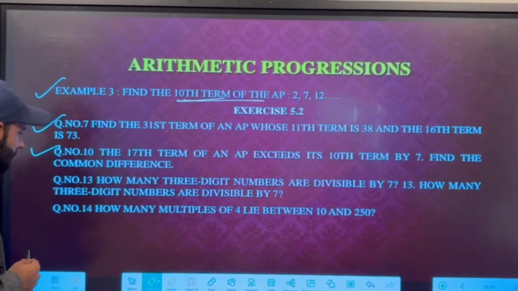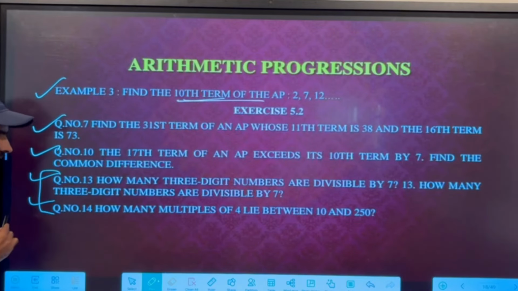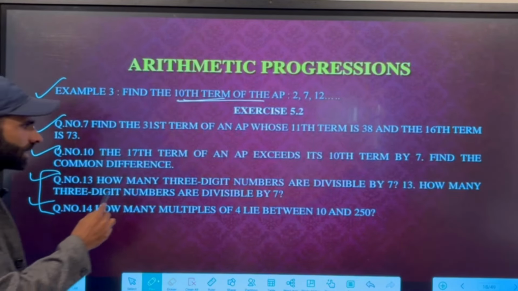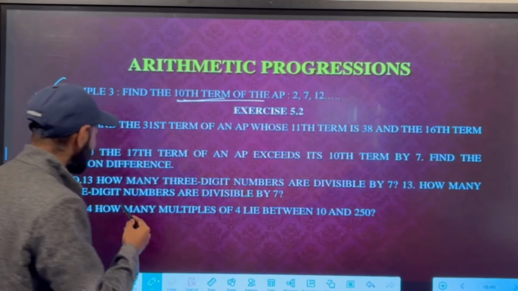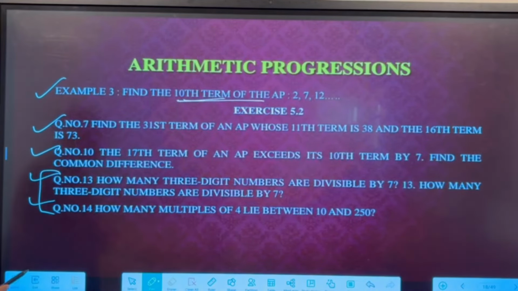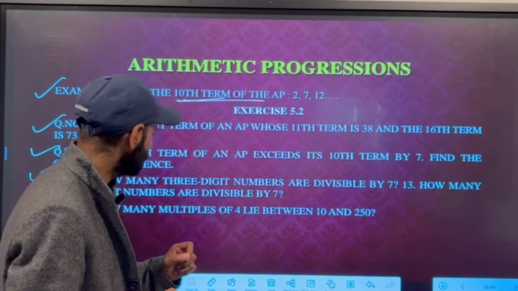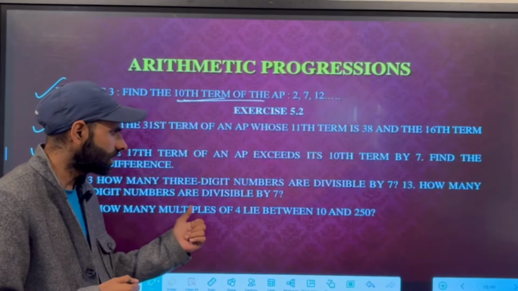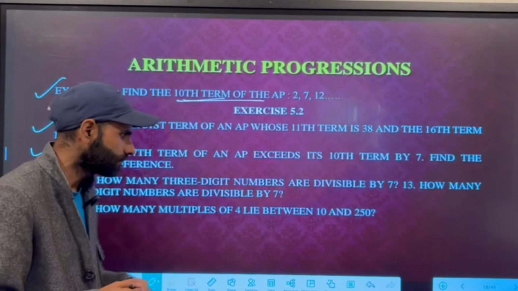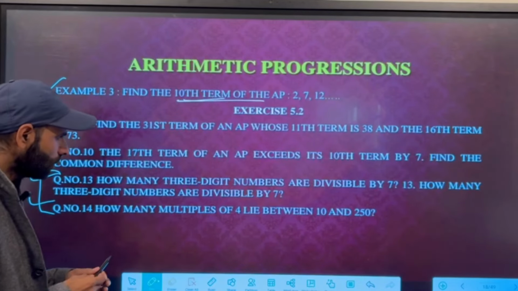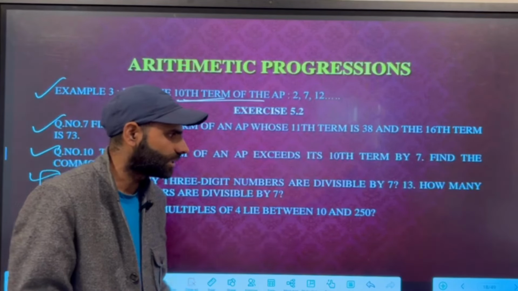And from the same exercise, question number 13 and 14, these two questions are very important. How many 3-digit numbers are divisible by 7? It is a one-liner question. Question number 13 is, how many 3-digit numbers are divisible by 7? Next is, how many multiples of 4 lie between 10 and 250?